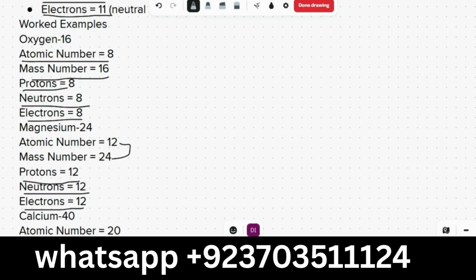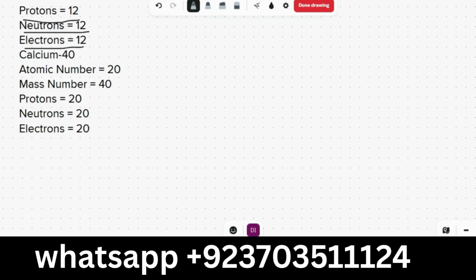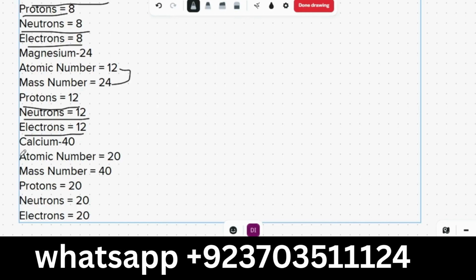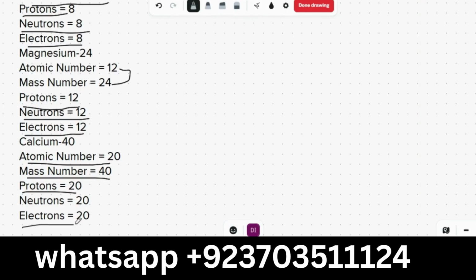Now let's talk about calcium. Calcium-40. The atomic number of calcium is 20; you can get it from the periodic table. The mass number is 40. So that means it has 20 protons. If it is a neutral atom, electrons and protons are equal, so that will also be 20. And the mass number minus the atomic number will give us the number of neutrons.